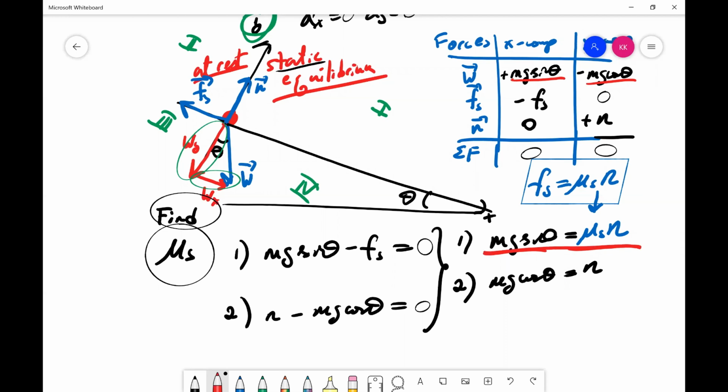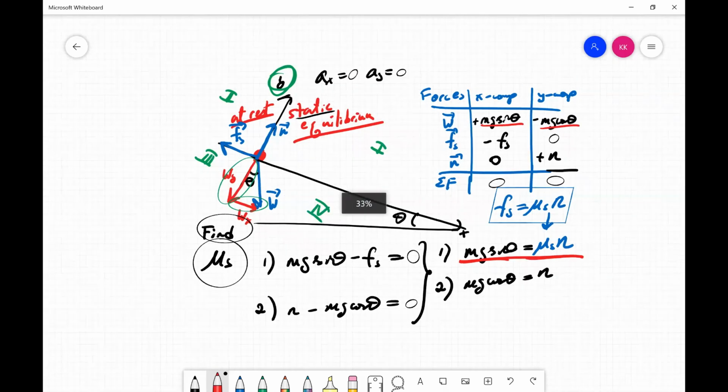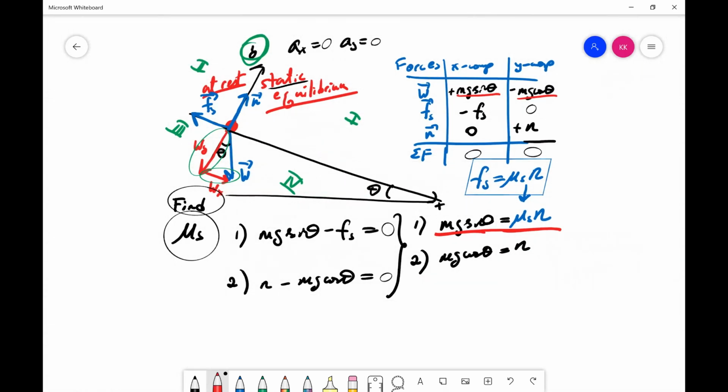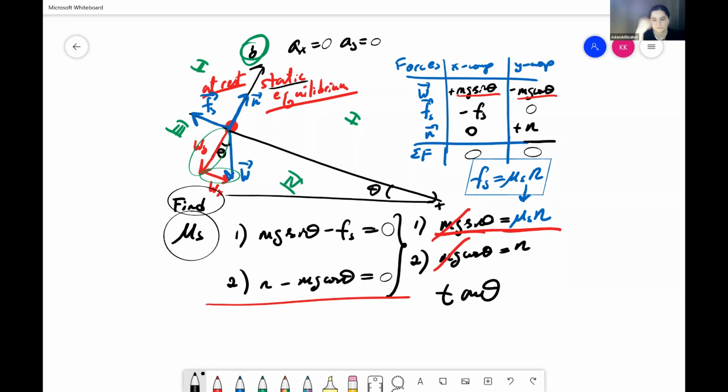That means I'm dividing equation 1 by equation 2, which means the left sides are divided and the right sides are divided. And you can see, when I divide the left side, which is mg sine theta over mg cosine theta, mg just goes away. And I have just sine over cosine. And what is sine over cosine? Tangent. It's the tangent of theta. On the right side of the equation, I have the coefficient times the normal force divided by the normal force. Then I can see that the normal force also cancels out. Then what I have here is the coefficient of static friction.